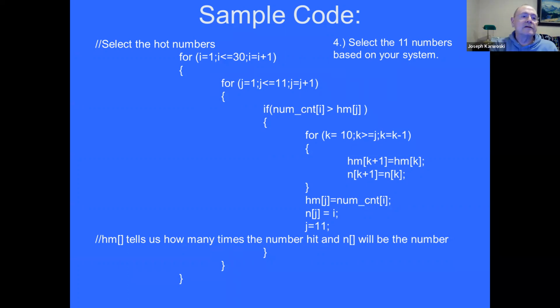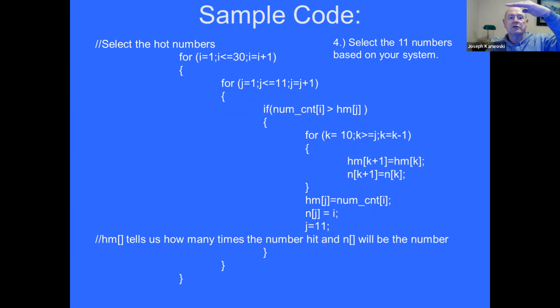Okay, but what this code does is really simple. It starts and goes through all 30 numbers. We're only interested in 11, so the J loop is 11. If your number, so num count sub I, now remember, I is going to be the number. So if I is 1, that would be the number 1. If it's 17, that would be 17. So if the number of times that it has come up is greater than HM sub J, you're starting at the first one and you're going to find where it goes.